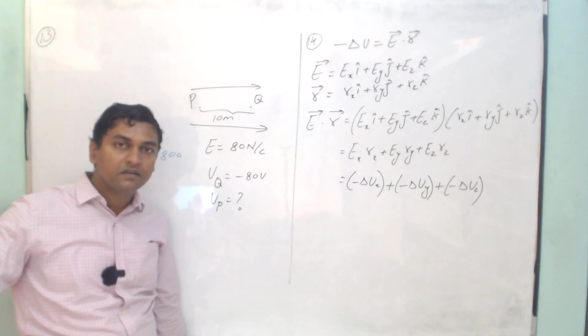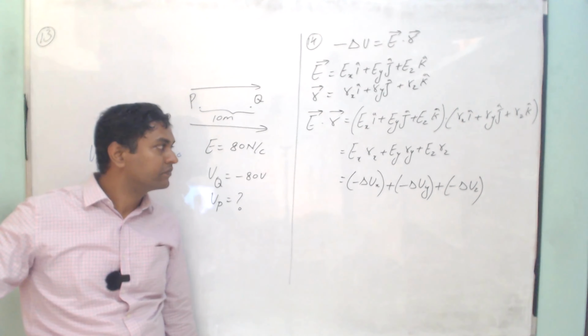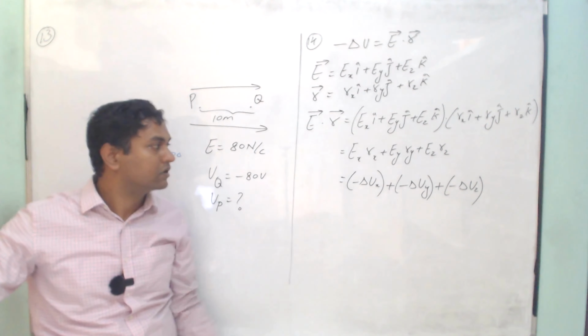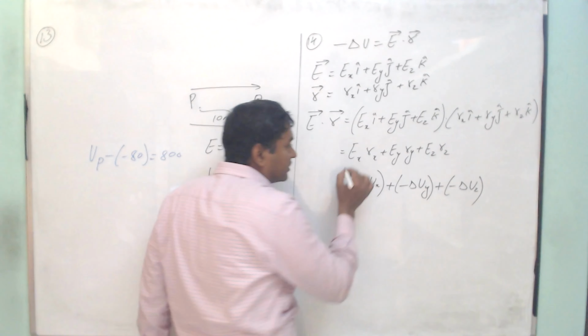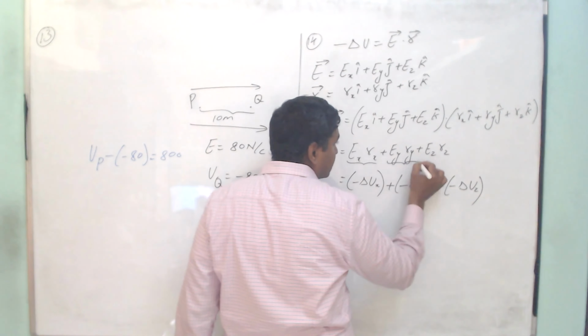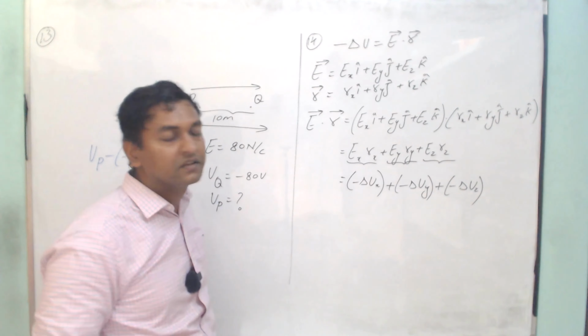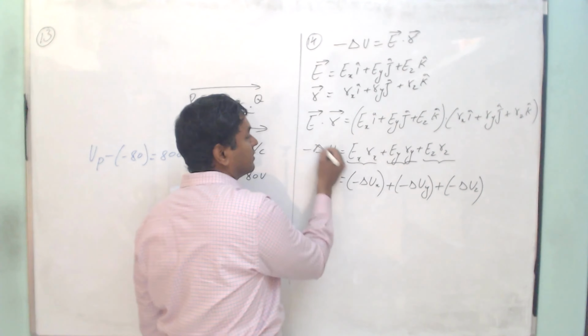Sir, it isn't a vector quantity. A vector into vector will become scalar. It's a dot product anyways, yes, a scalar. I'm not bothered about that. I am telling you that if we look at these three independently, I can write it like this, right? And anyways, on the LHS we had delta V.